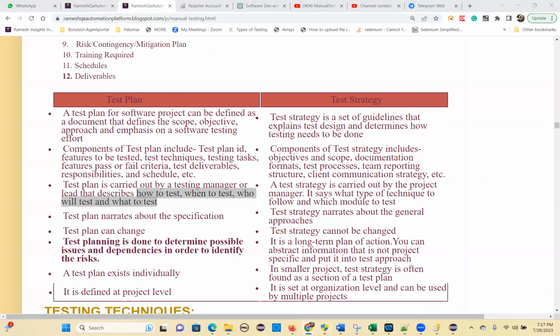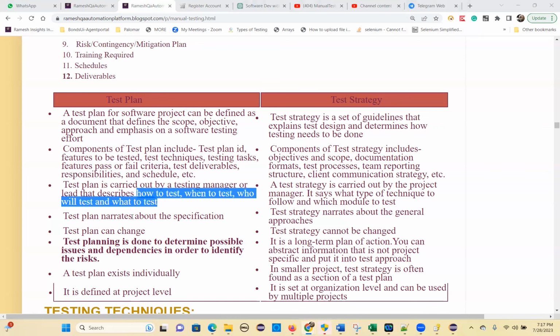Okay. So what to test? What you are testing. How to test means which testing techniques, manual testing, automation testing, how you are testing, what your test cases are. All this will be mentioned here very clearly. And test strategy is carried out by the project manager. Test plan is carried out and managed by the test manager.